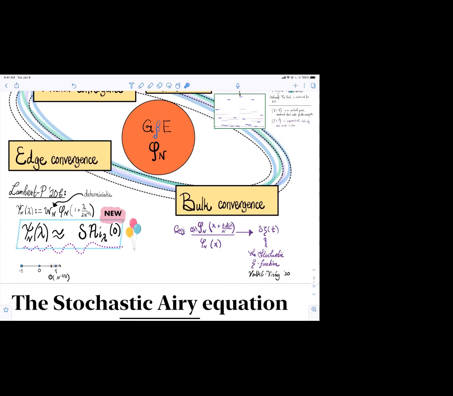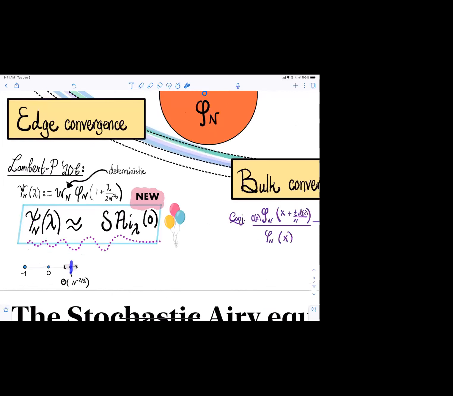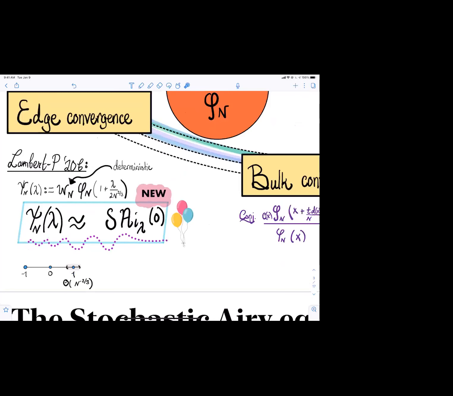Here we're going at a neighborhood of the edge. So this is 1 in this setup, and we're looking at a window of size n to the -2/3 around 1.